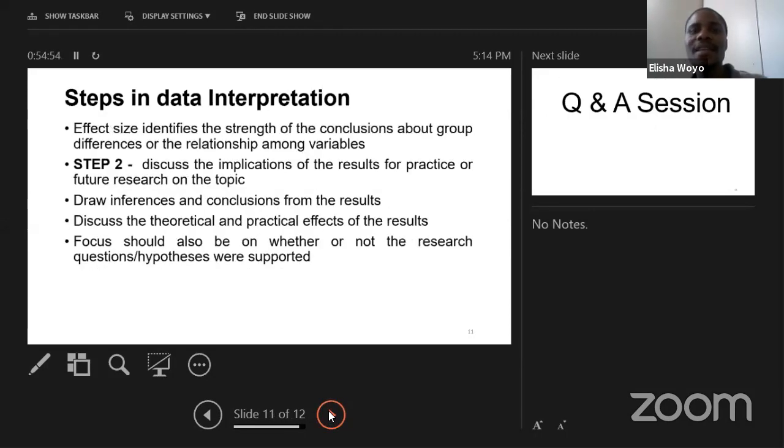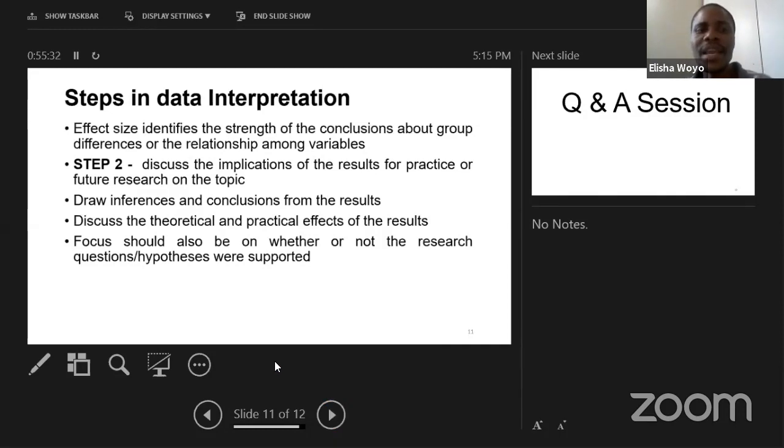Then the second step is when you analyze your data, you need to discuss what is the implication of these results. So if you just say your results are statistically significant, that's good, but that's not good enough. We need to understand, what does that mean? What is the implication of this result to practice? What is the implication of this result to future research? What are the theoretical implications of these results? What are the practical implications of these results?